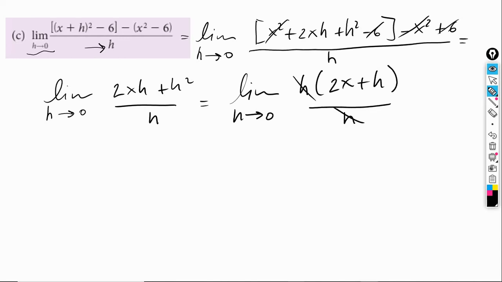So notice that all we have to do is plug in 0 for h, and that would just give us 2x plus 0. Therefore, the answer for this would be 2x. Now later on, you're going to understand that all we really did was find the derivative of x squared minus 6. But that's a topic for a future video.